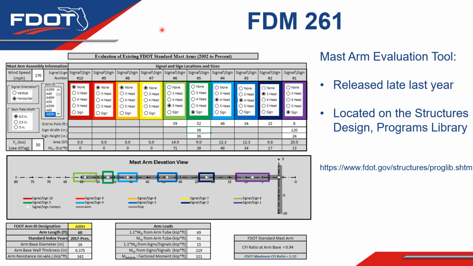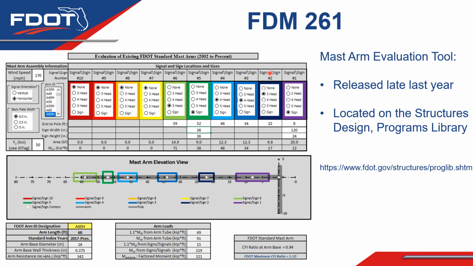So here's a snapshot of the new Mast Arm evaluation tool. This tool was released late last year and is located on the Structures Design Office Program Library website. The web address for this site can be found here. Here's a screenshot of what the simple Mast Arm evaluation tool looks like. As you can see, the input is very straightforward. You place the wind speed, signal orientation, backplate width. You could also select the arm ID, which is basically a selection list of all the standard mast arms we've had.